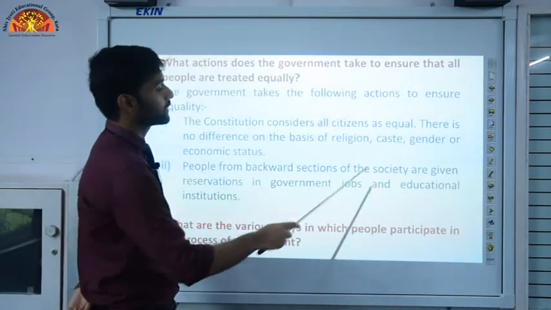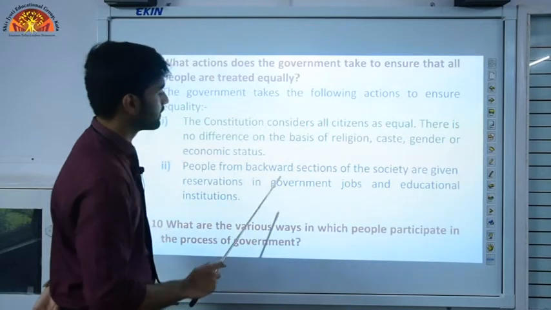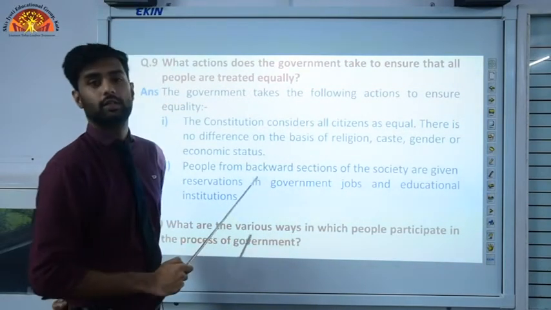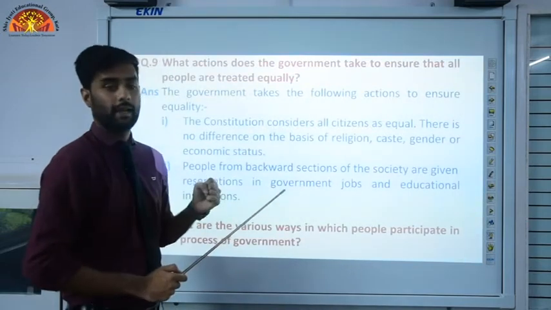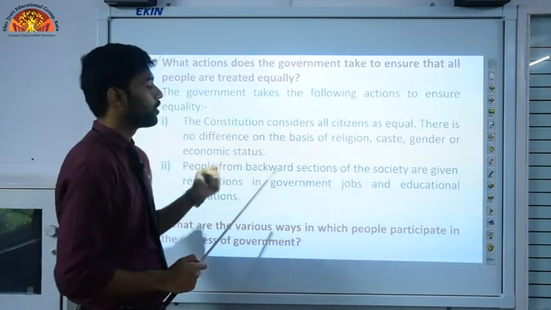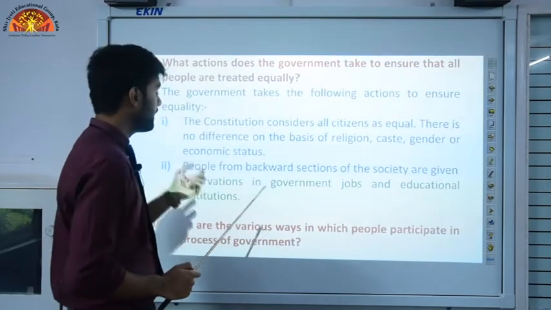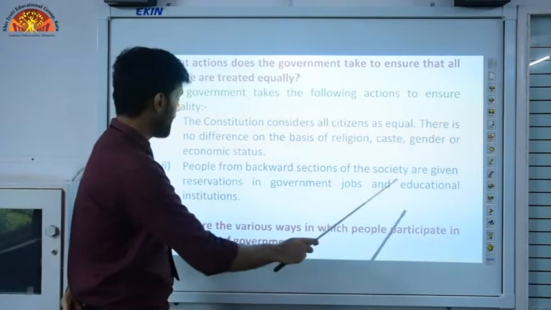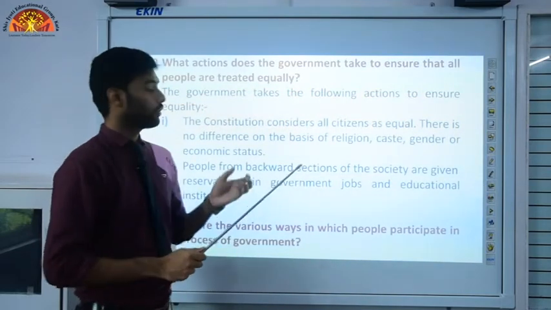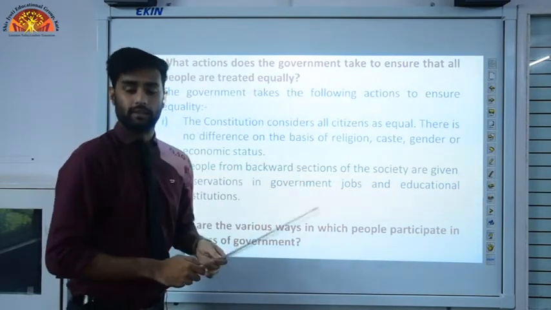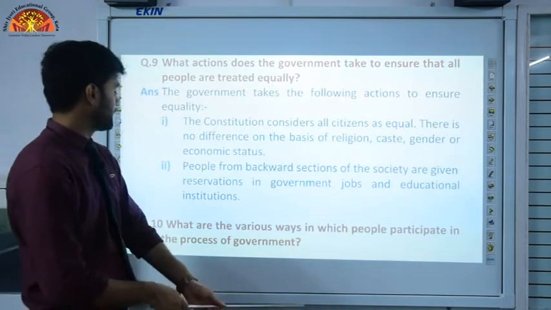People from backward sections of the society are given reservations in government jobs and educational institutions. Now people who are in backward sections, people who are not economically well off or educated, they are given reservation in government jobs and educational institutions, colleges, so that they can also come forward. Next question.